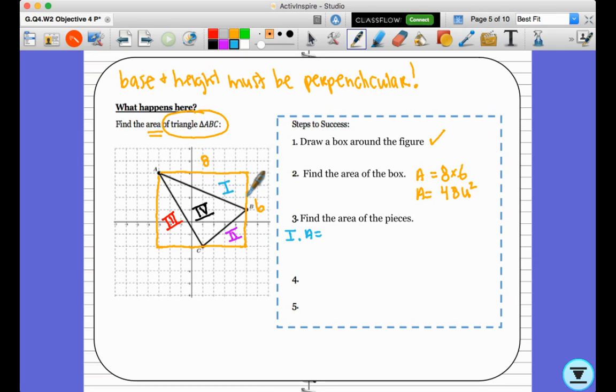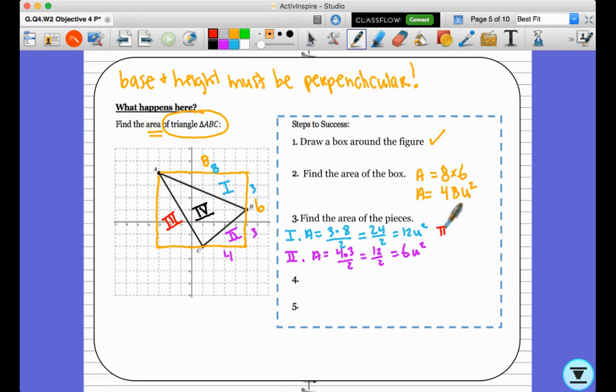So let's go ahead and do 1. Area is going to be 1, 2, 3. So this little part's 3, and that's 8. So I'm going to do 3 times 8 divided by 2. 3 times 8 is 24 divided by 2. That one's 12 units squared. Let's do number 2. This one's 1, 2, 3, 4. This is 3. So the area is 4 times 3 divided by 2. That's 12 divided by 2, which is 6 units squared.